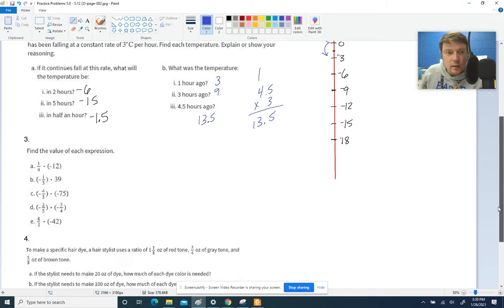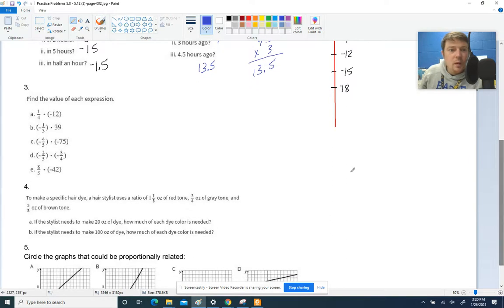All right, and number 3. Find the value for each expression. All right, so let's do it. A quarter of 12 is 3, because 12 divided by 4 is 3, and a positive times a negative is negative. So -3.